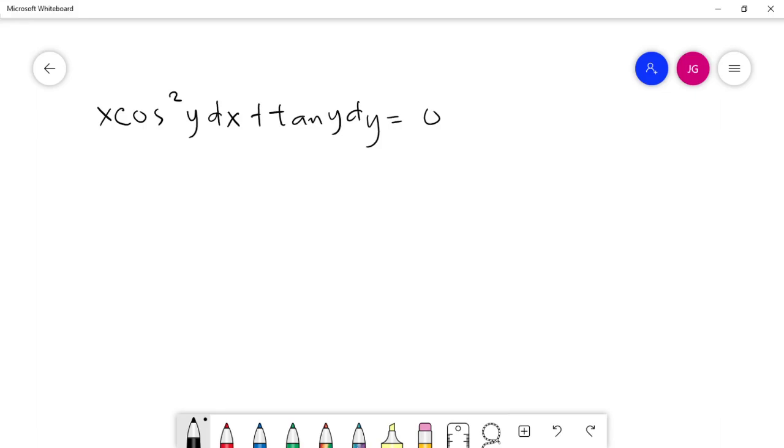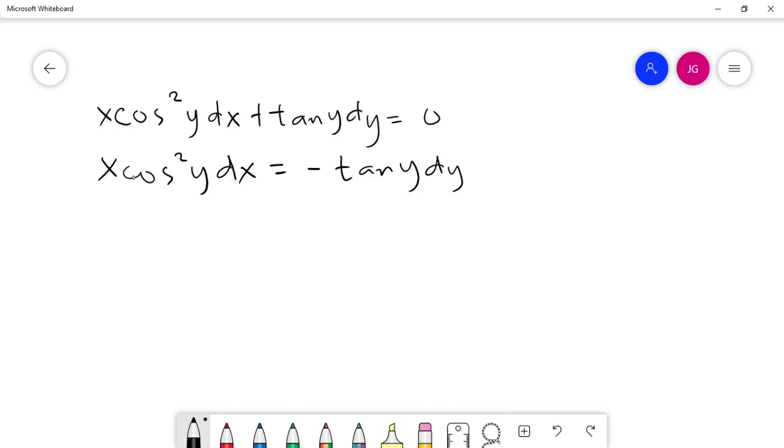Okay guys, for another example, let's look at trigonometric functions. So in terms of this, again, pwede na to i-transpose into the right side of the equation. So pwede in terms of x or in terms of y. So pwede na to i-transpose si tan y dy. So we have x cos squared y dx equal to negative tan y dy.